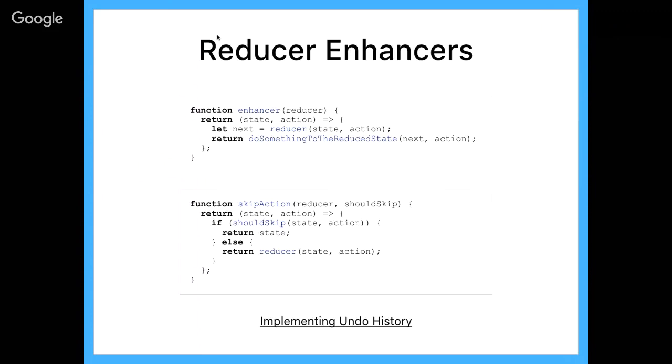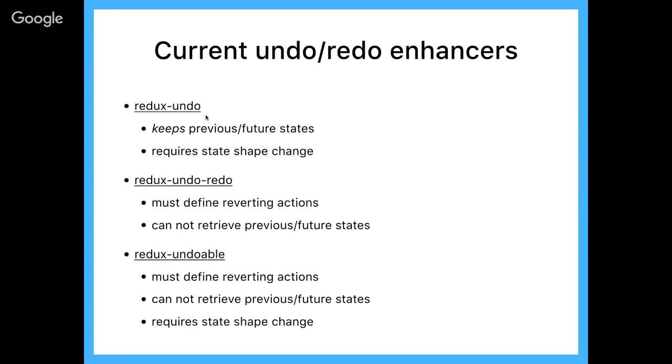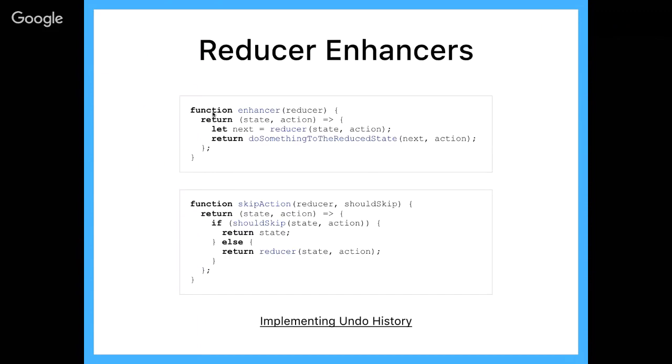A reducer enhancer basically is a function that takes your reducer and returns another reducer that then calls your original reducer. You see in this first enhancer here, it just has a next, which gets the state of the original reducer, and then it does something else to the reduced state. The second is like a skip action reducer. You pass it a function, shouldSkip, it calls that function with the current state and action, and if it returns true, it just skips reducing it. That's all reducer enhancers are. They're pretty simple, but they can be pretty powerful.